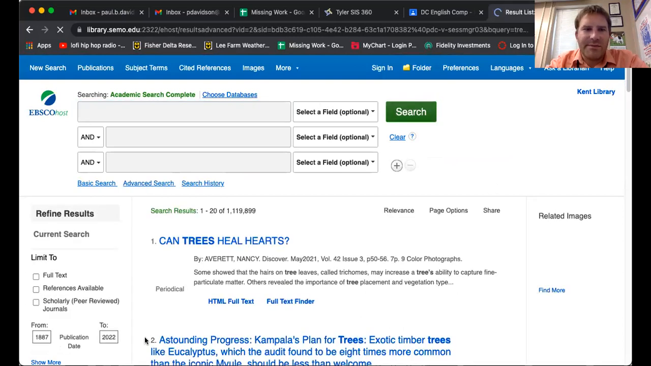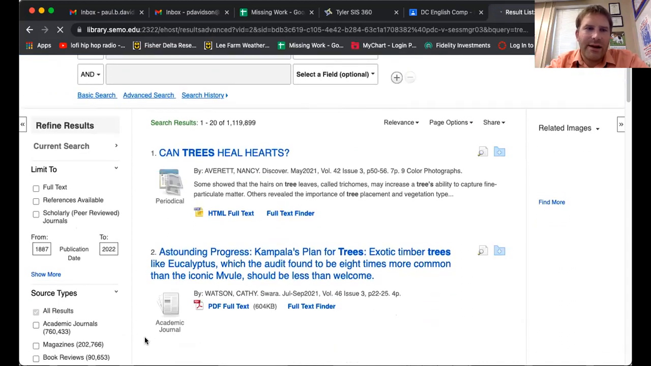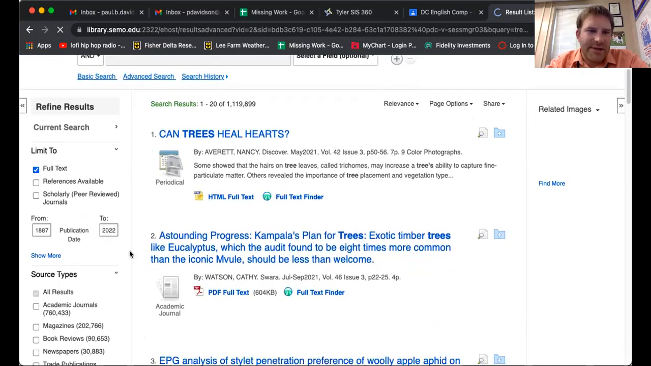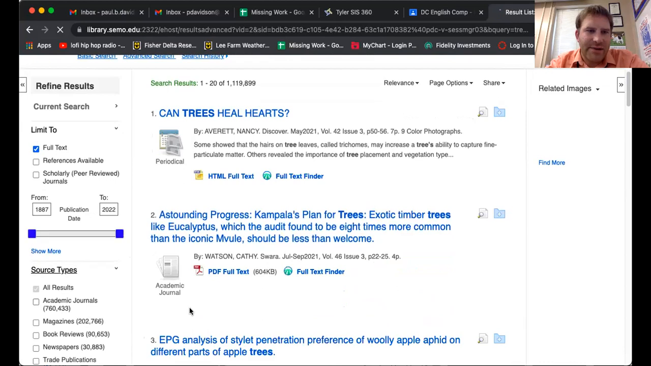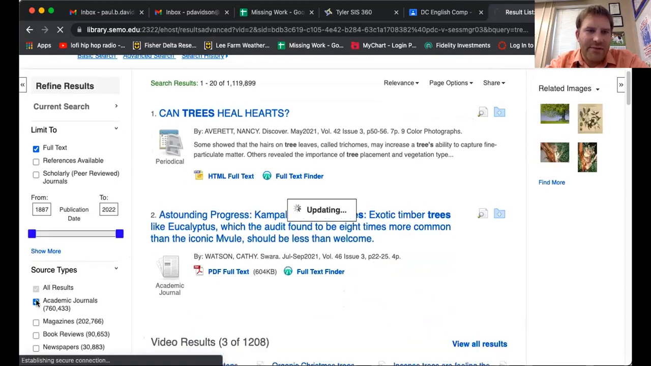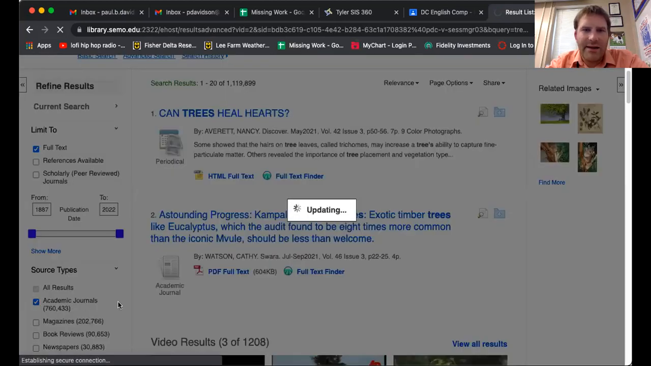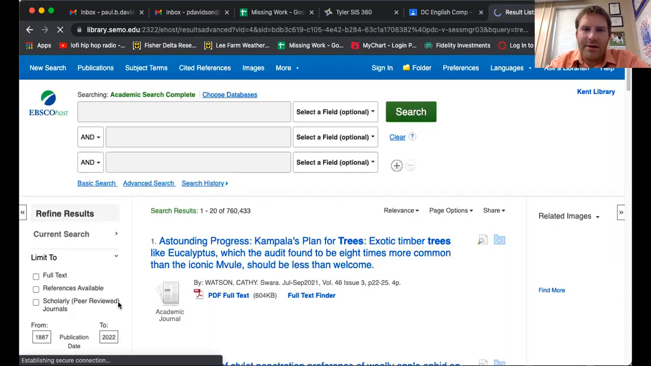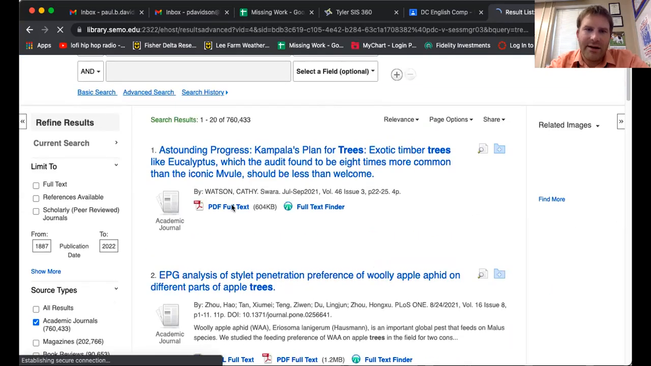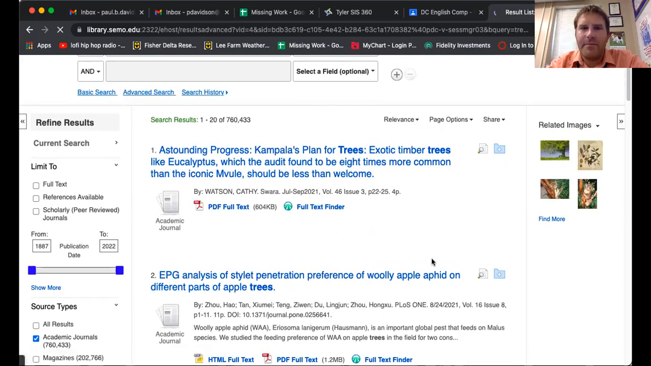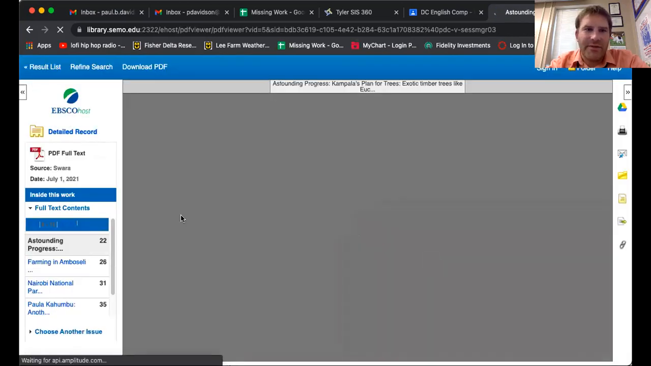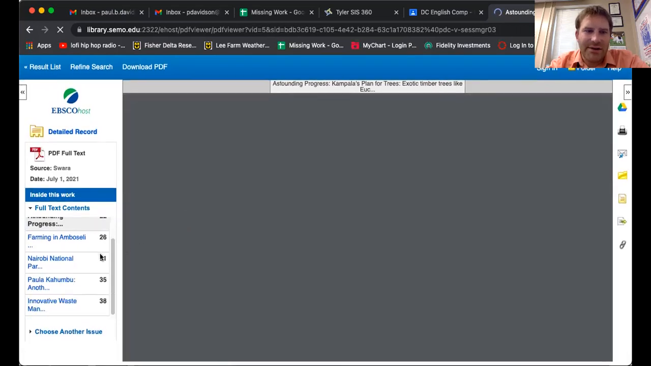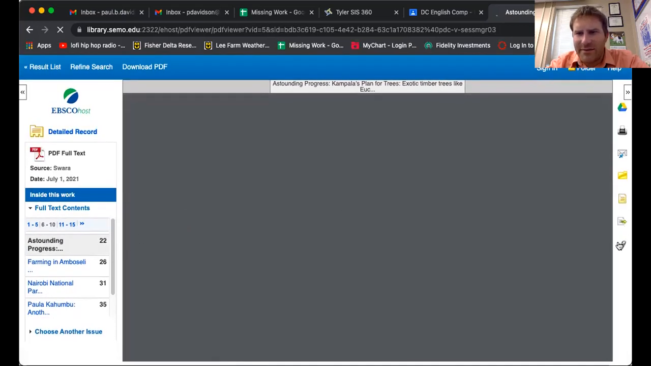There are a bunch of different types of Boolean searches you can do if you want. You can limit it to just full text. You can look at just academic journals too, and that will help narrow down what you are looking at. And then you can click here and actually read the whole article. The nice thing about these academic journal databases is that they also provide a citation that you can use. If you click, I believe over here is the citation.